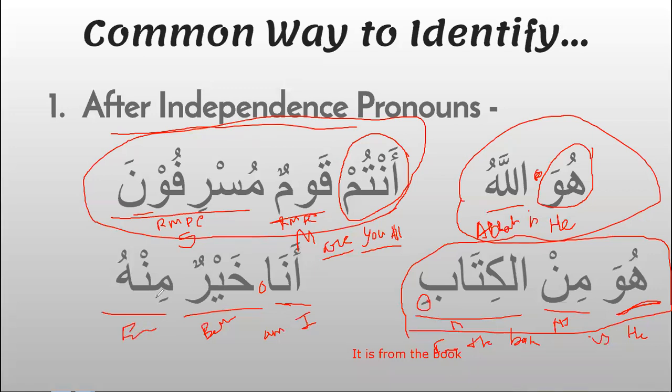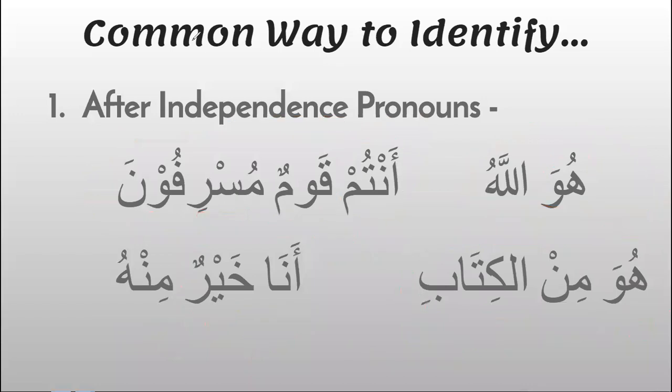But here khairum and minhum don't have any connection. But we already got our invisible am, is or anything. So we don't have to put anything else over here. It's not I am better am from you. No. If we find our invisible is already, then we don't have to look for the next break in the chain. So ana khairum minhum means I am better than him. Okay. So the common way to identify ism, the first one, is after the independent pronoun. Okay, now go to the second one.